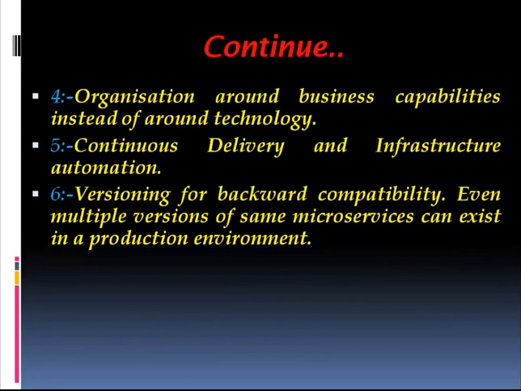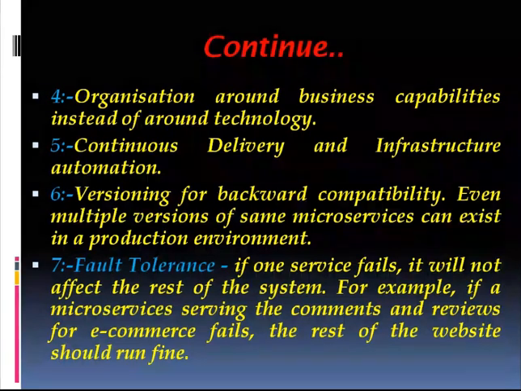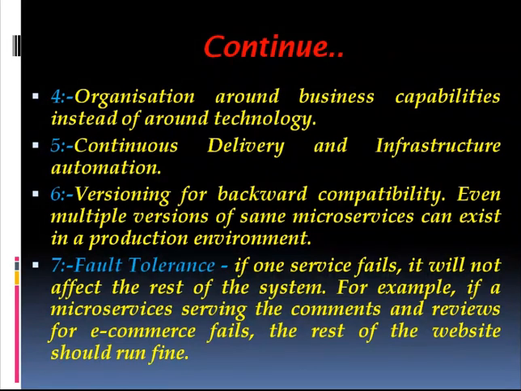Versioning for backward compatibility: even multiple versions of the same microservice can exist in a production environment. Another characteristic is fault tolerance. If one service fails, it will not affect the rest of the system. For example, if a microservice serving the comments and reviews for an e-commerce site fails, the rest of the website should run fine. So suppose the comments service is down, then the rest of the services will run fine.